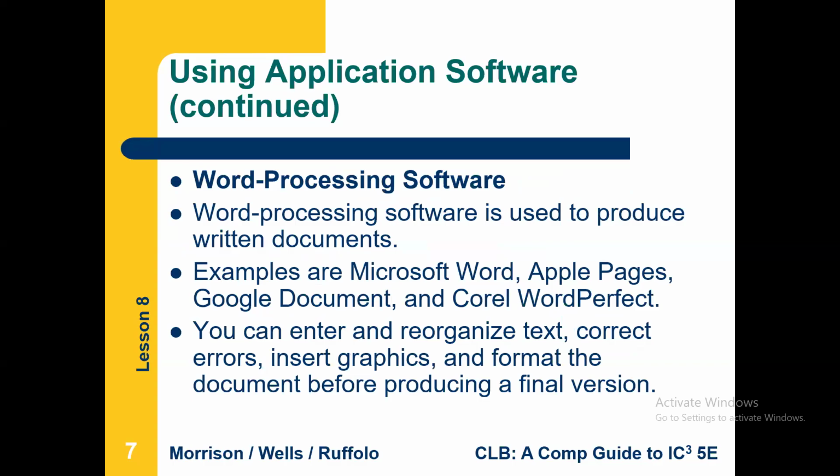So when we take the word processing software, usually they are used for creating our Word documents. This is the most common application that everybody uses. Word, Apple Pages, Google Document, Corel WordPerfect. All these are examples of word processing software, and they are just used to produce documents. With word processing software, you can enter and reorganize your text, correct errors, insert graphics, and then format the document to produce the final document that you need.